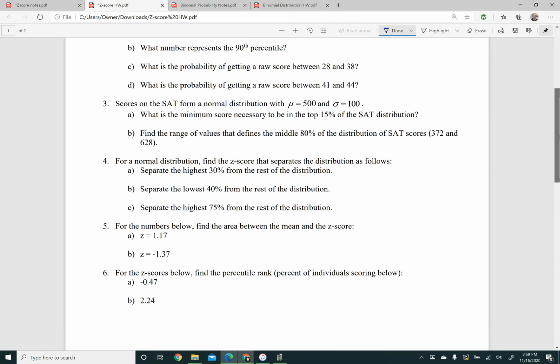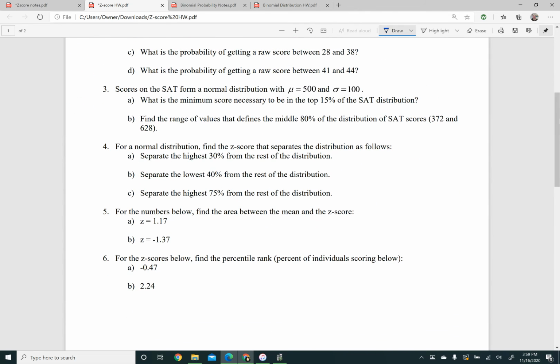Then when you get down to question number 4, remember I told you that norms come from the bottom. So if I was doing the highest 30% here, I would need this portion here. So that's 70%. So I would need to inverse norm 70%. And I just want the z-score, so I'm going to use 0 and 1. This one says lowest, that one would be okay. And the highest 75%, I've got to do this same thing that I did here.